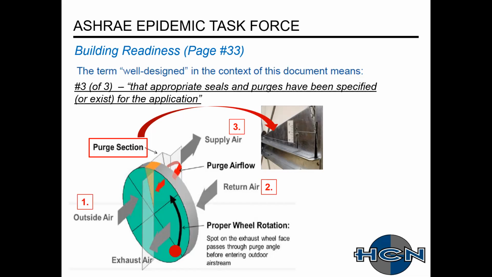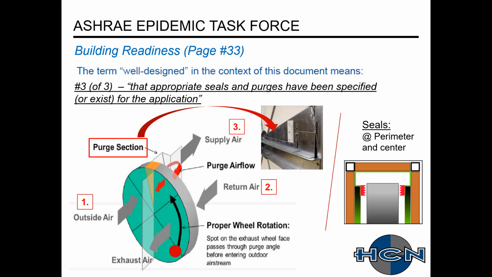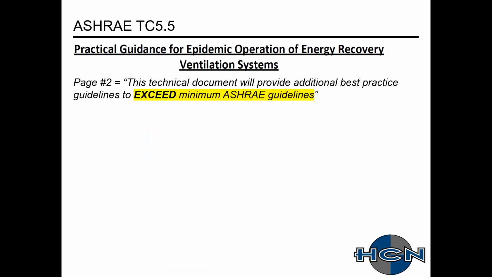So this is very good, obviously, for reducing the cross-contamination between the 2 airstreams. And then the second item that they reference is seals. Seals have to do with the joint, or where the wheel meets the frame on the outside and the perimeter, and then there's also one at the center as well. All right, so that was for building readiness.